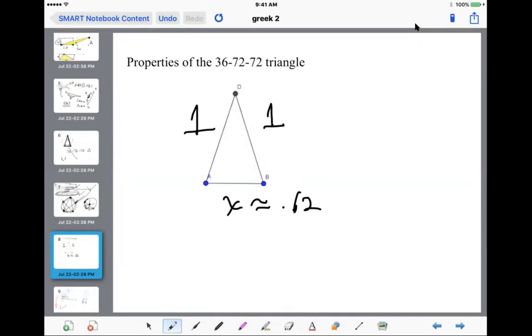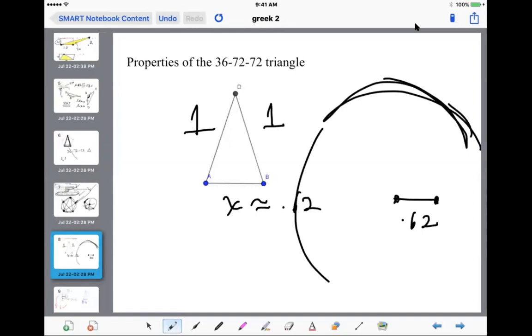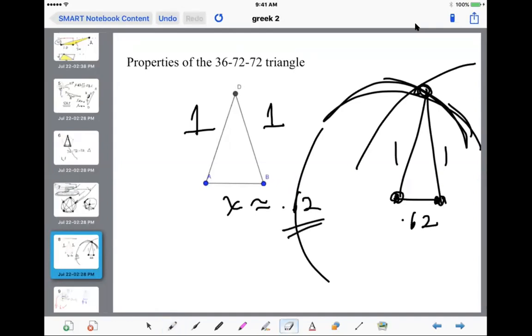That would mean that if I made a line segment of length 0.62, and then I opened up my compass to length 1 and made a circle with radius 1, and then did it again from this center, and did it again from here, those circles would come together and it would create the 36, 72, 72 triangle.